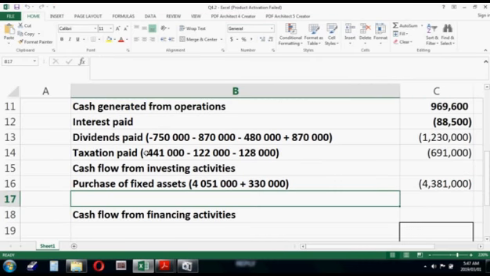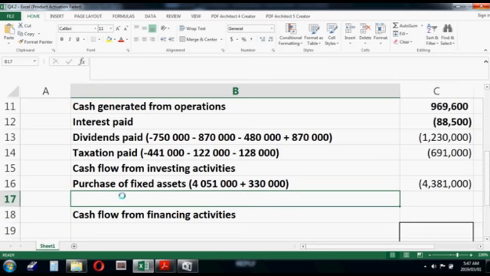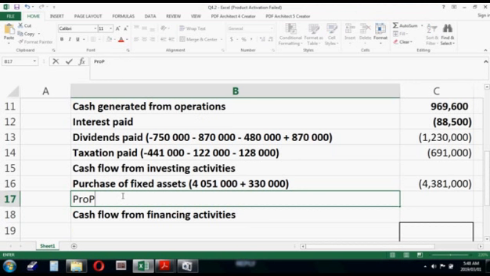Investment side, we also have proceeds of fixed assets that we disposed of. So that's part of our investing activities, which will result in an inflow.